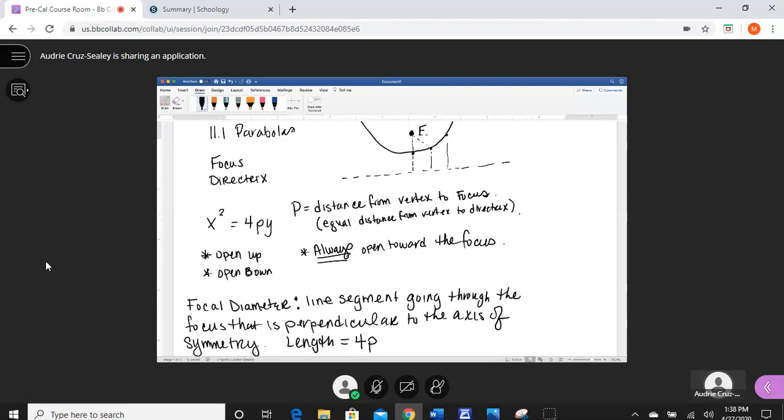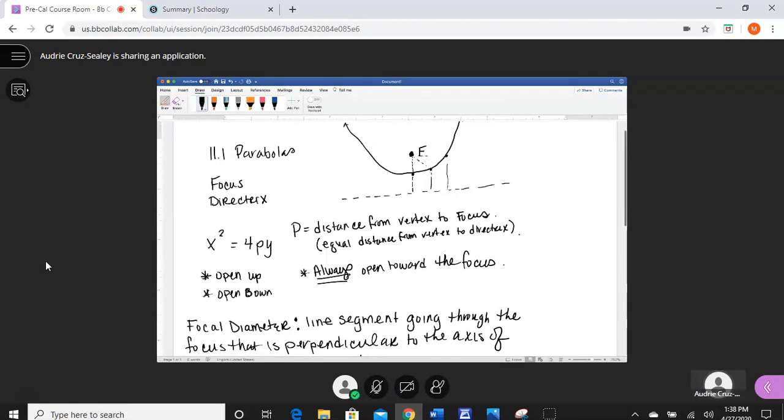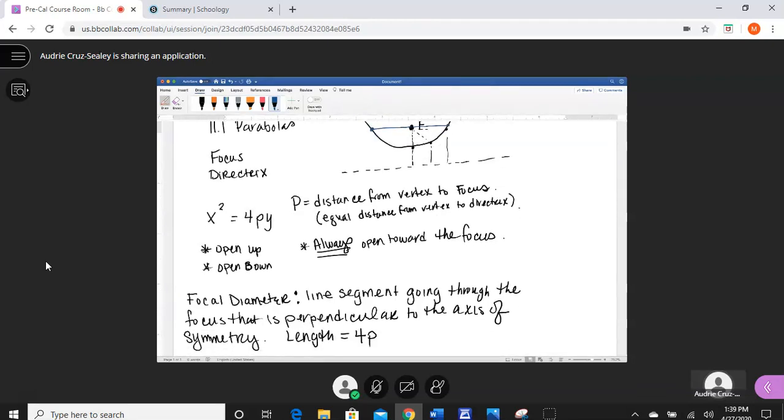Your focal diameter, if you want to see what that is visually: if you look at the parabola, if you want to draw yours in, I'm just going to grab a different color. From the focus, you go straight out and touch your parabola. So straight across to touch your parabola, this right here is the focal diameter. The length of your focal diameter is 4 times p. You'll actually see it in the problem. 4 times p is the length of your focal diameter.